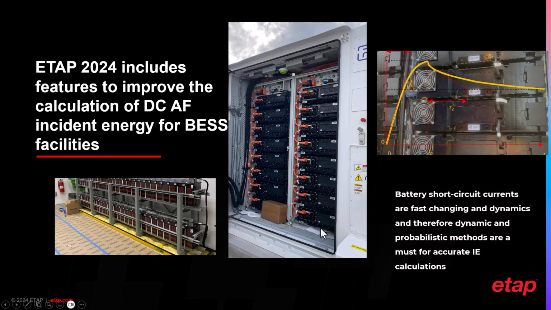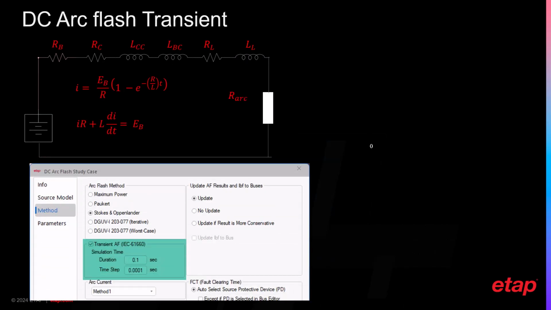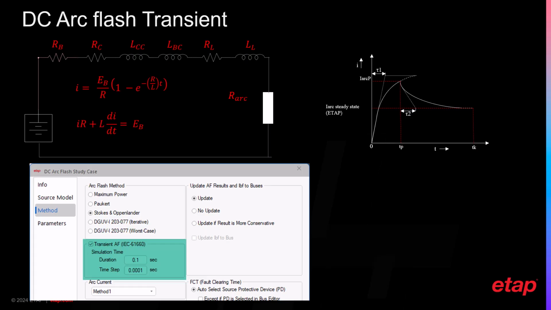Well, ETAP 24 includes features to improve the calculation of DC arc flash, keeping those challenges in mind. So, for example, the same battery short circuit that we determined, when we introduced the arc resistance based on the arc flash, now we determine the arc current characteristics of that same faulted location with the current as a function of time. And this current is again based on the dynamics of the battery and other associated elements, and it will give us a clear profile of the arc current at a given clearing time.